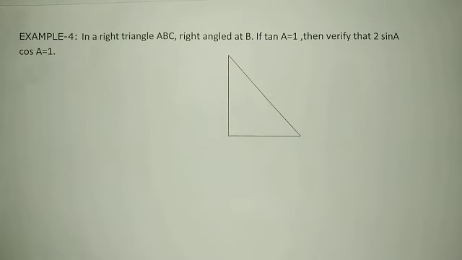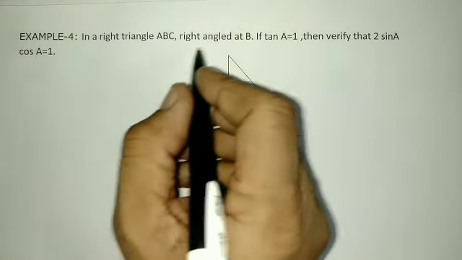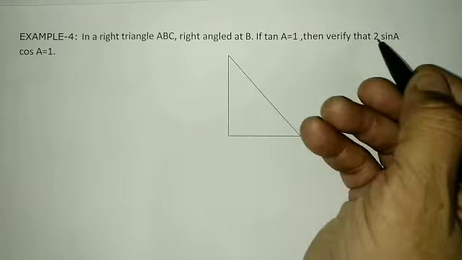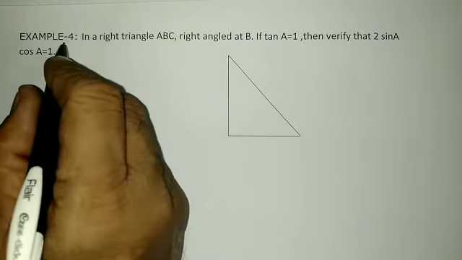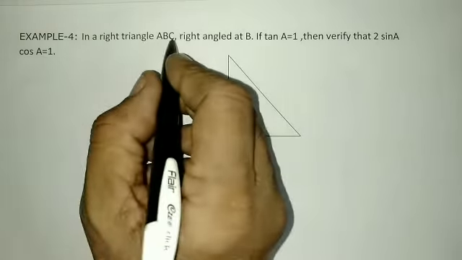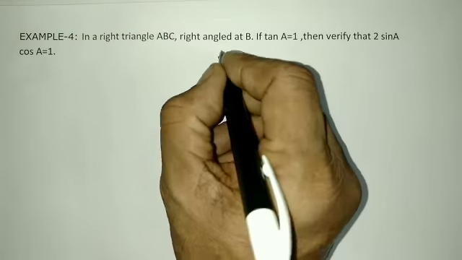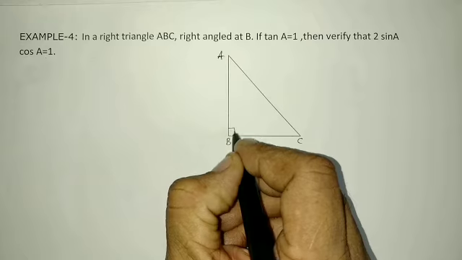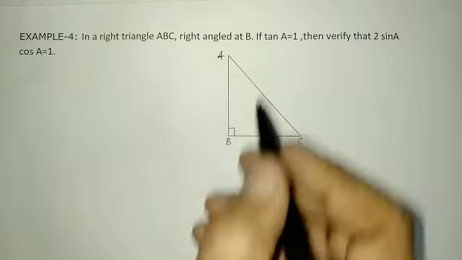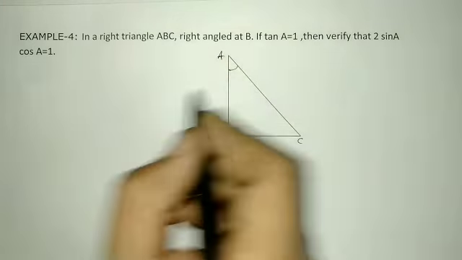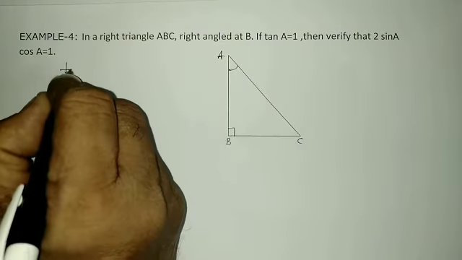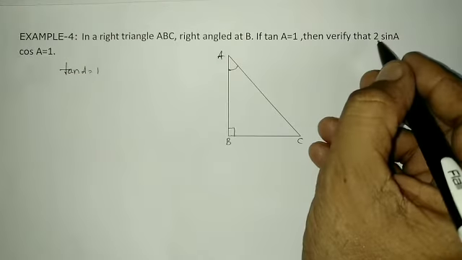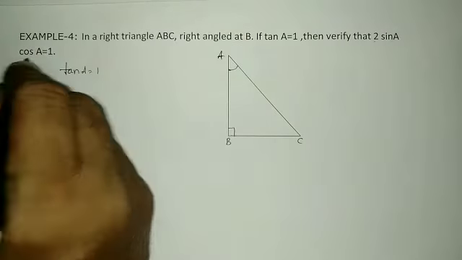Example 4. In a right triangle ABC, right angled at B, if tan A equal to 1, then verify that 2 sin A into cos A equal to 1. In right triangle ABC, right angled at B, first we draw a right angle triangle ABC in which angle B equal to 90 and tan A equal to 1 given, and you have to verify that 2 sin A cos A is equal to 1.